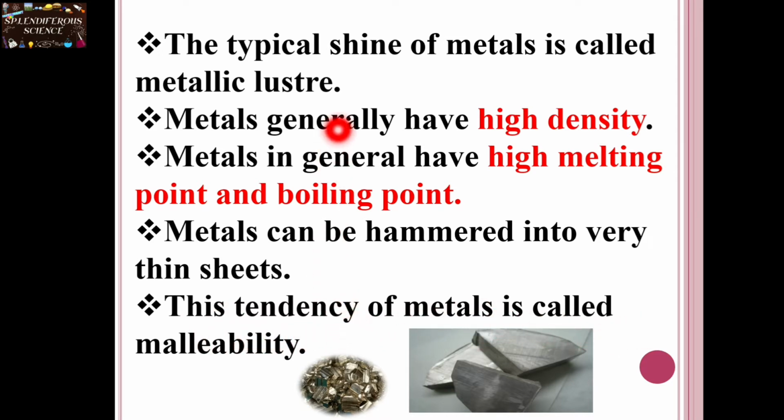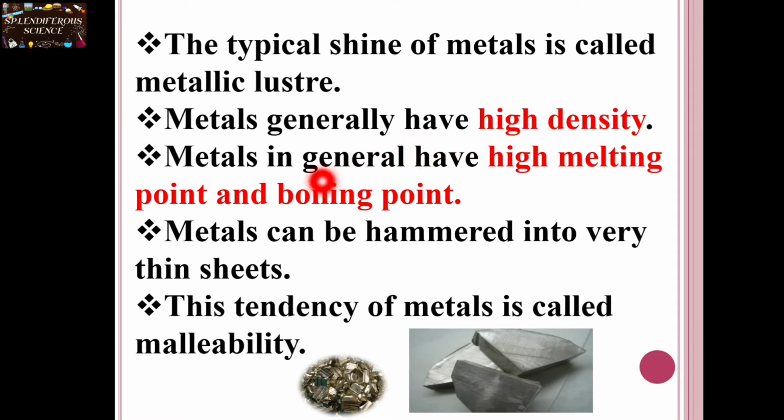So, what is metallic luster? It is the property of a metal that describes the amount of light that reflects off the metal. The typical shine of metals is called metallic luster. Metals generally have high density. Density is the amount of mass per unit volume.